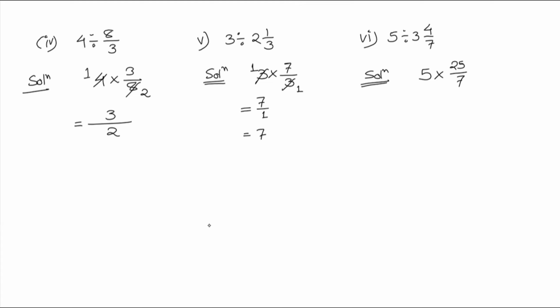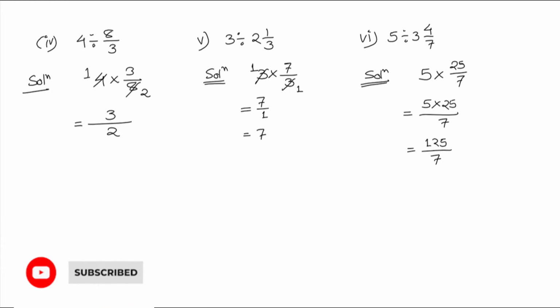अब 5 and 7 cannot be cancelled. Same goes with 7 and 25. So simply यहाँ पे न्यूमरेटर्स मल्टीप्लाई होंगे. So 5 into 25 divided by 7. 5 into 25 will get 125. So the final answer is 125 by 7. That's your answer. I hope तुम लोग को ये solution समझ में आया होगा.